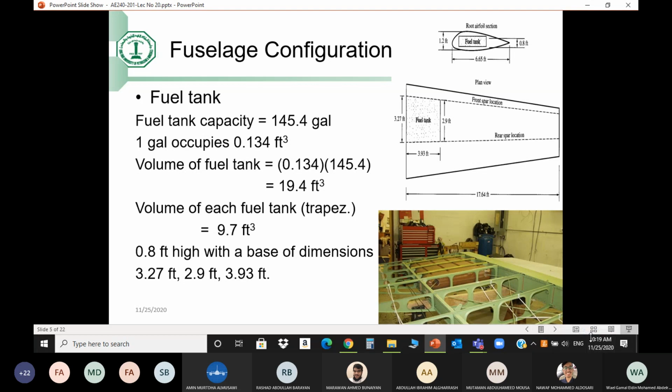So I'm going to stop to see if you have a question for the sizing of the fuel tank. We have just decided to get the dimensions of the fuel tank.